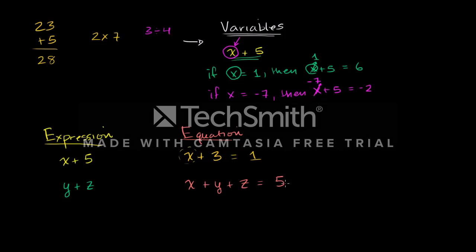If we said y is equal to 3 and z is equal to 2, then what would be x in that situation? So if y is equal to 3 and z is equal to 2, then the left-hand expression is going to be x plus 3 plus 2, which is x plus 5. This part right over here is just going to be 5.